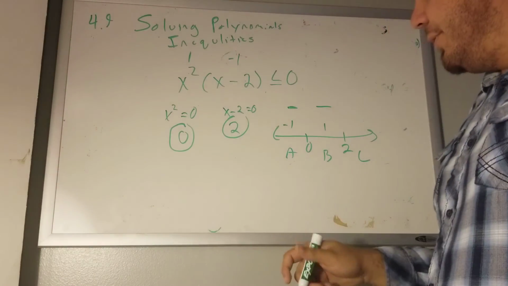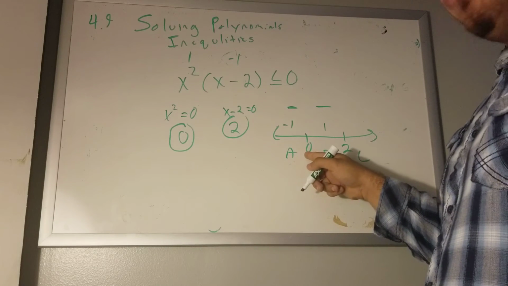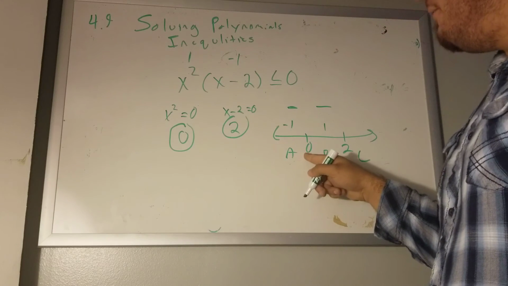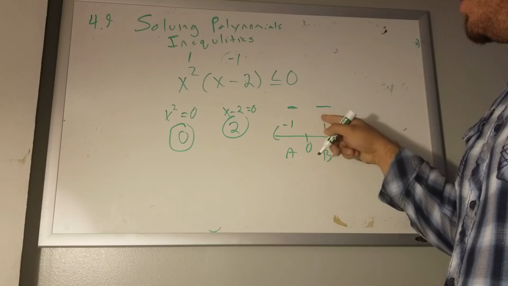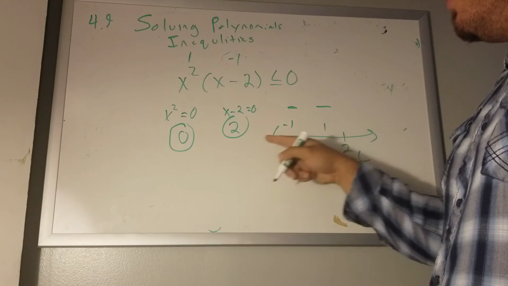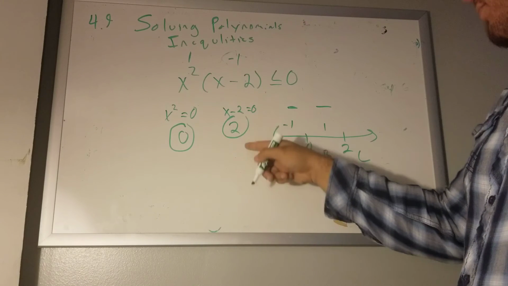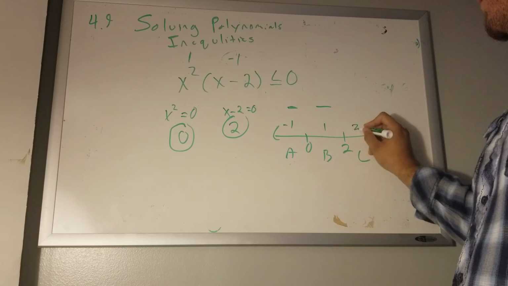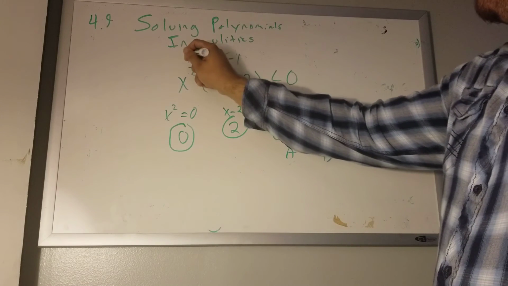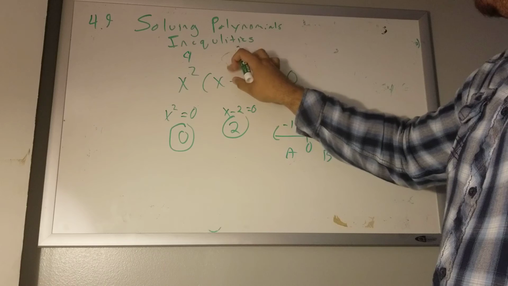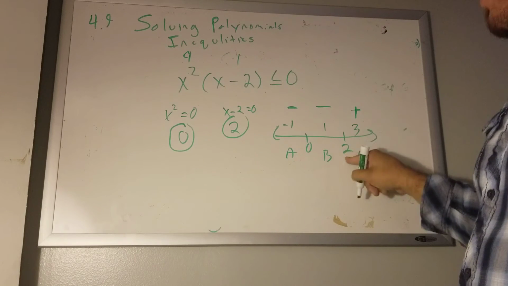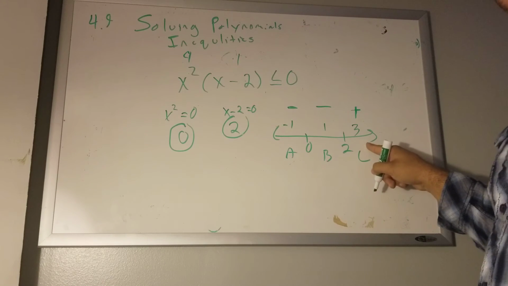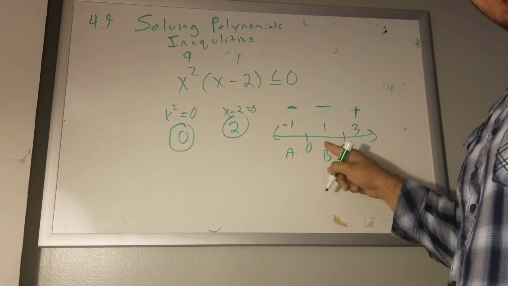Because it's a double root, this root point is called an inflection point, which means it doesn't change when you cross over it. When it's a single root, like here, I'll just plug it in to prove it. So 3 would be 9 over here, and then 3 would give a positive 1. 9 times 1 is positive. When you have a single root, it'll flip over. But when you have a double root, it doesn't flip over.